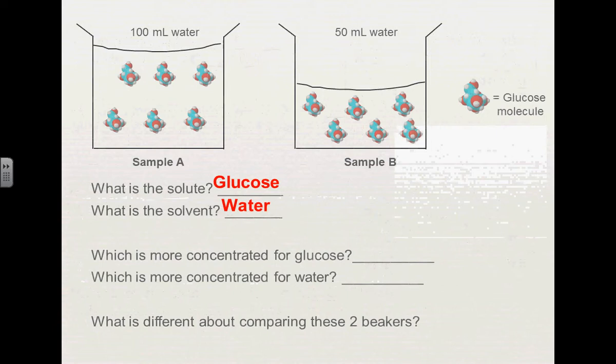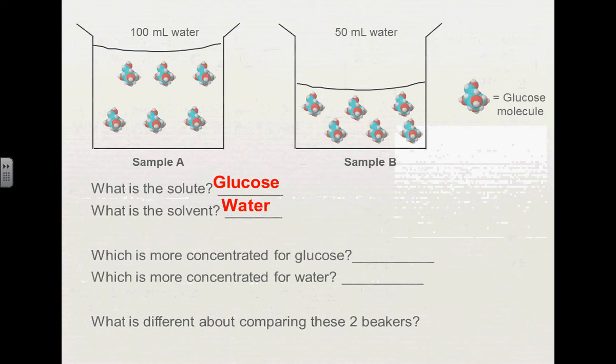Maggie? Okay, but are they equal, Jill? No. So they have the same what? Glucose. Same level amount of glucose, correct? Yes, they each have 6 molecules of glucose. But you're right, Maggie, so why? Because the milliliters of water is different, and sample B has less.